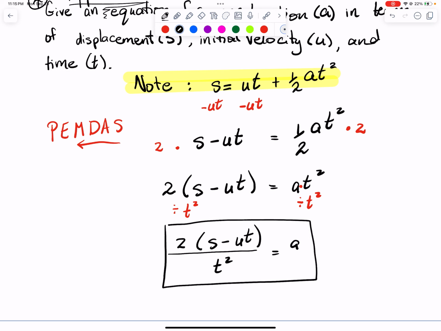Now we have a formula for acceleration. So you've just done physics and you should be very proud of yourself. All right, that's it for now.